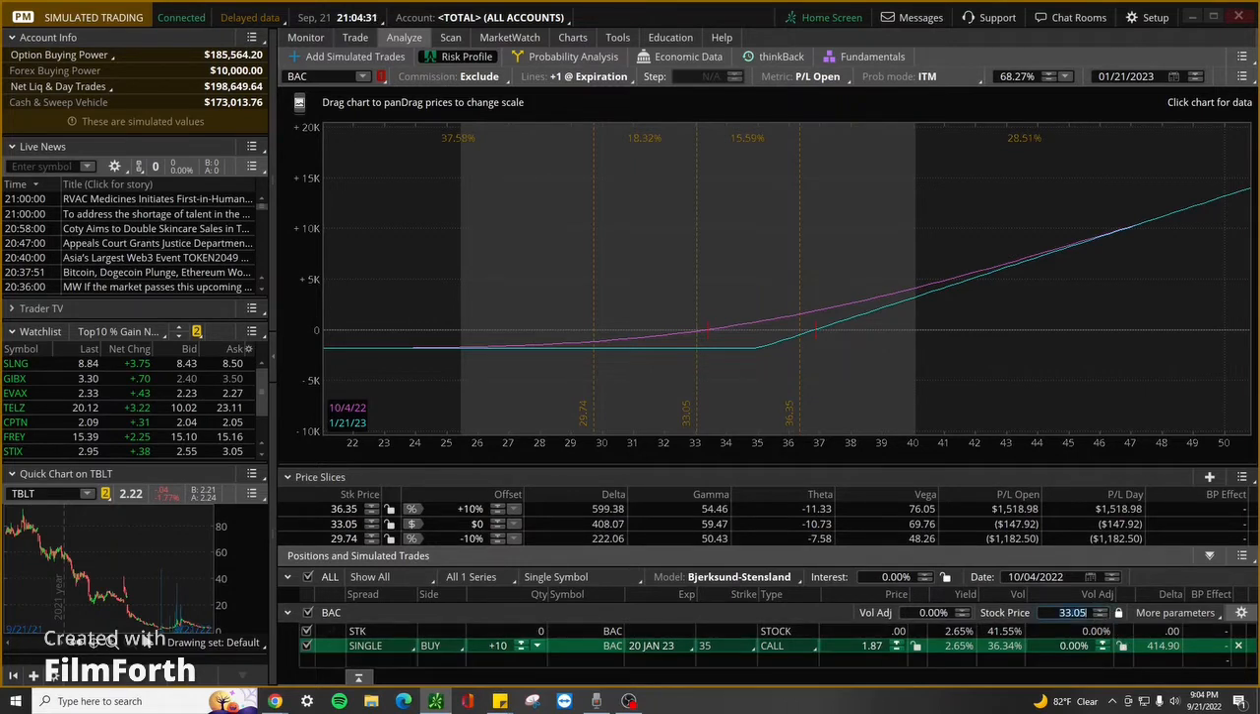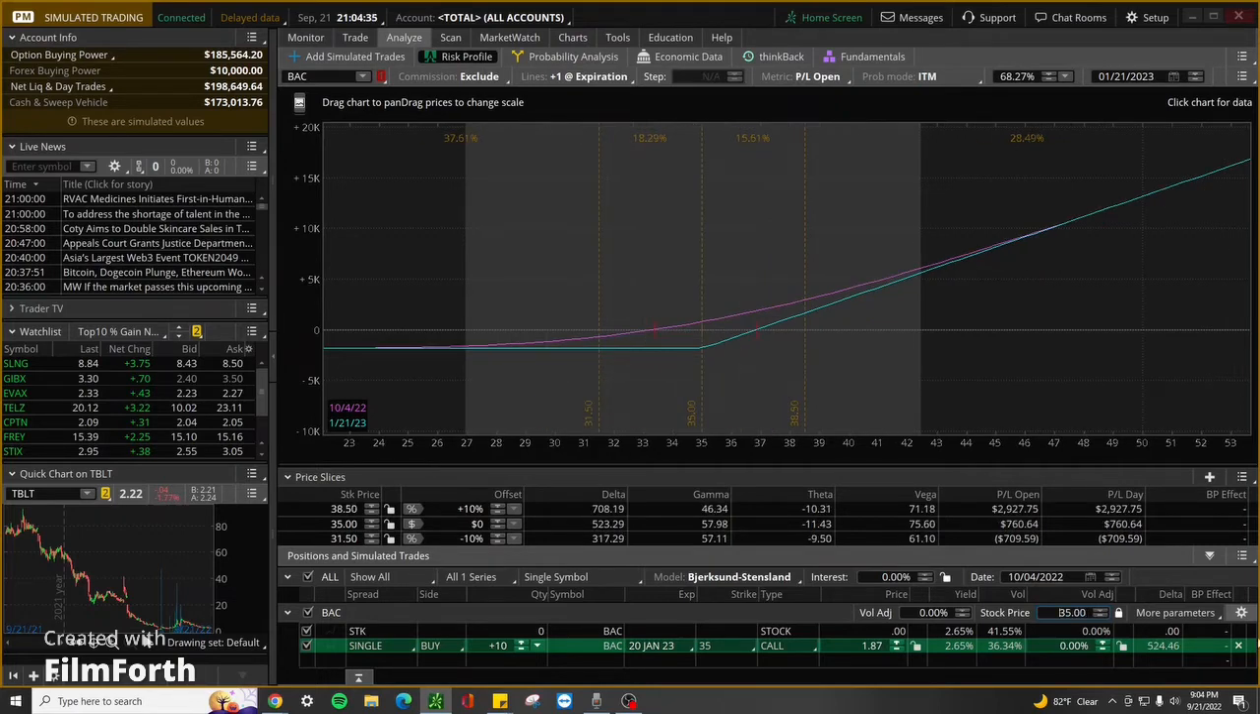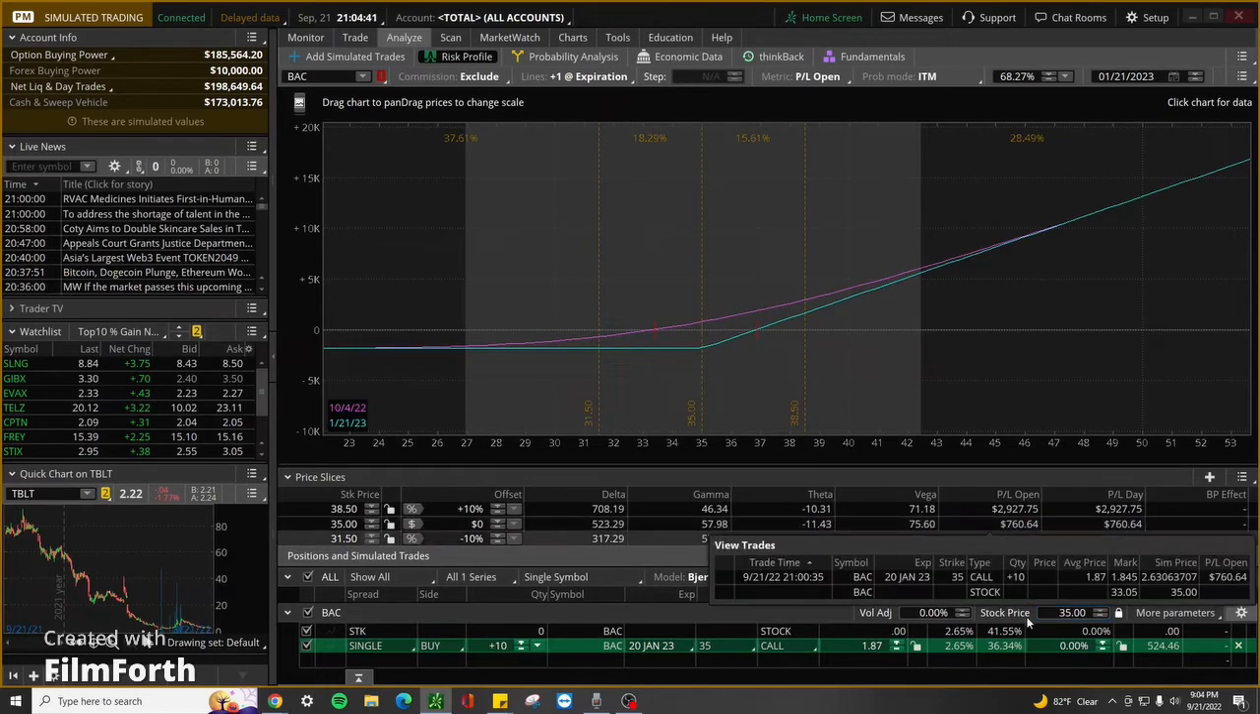Now, let's say we change the price by October 4th. Let's say Bank of America jumps to about $35, okay? You hit enter. You will see the profit and losses change as well. When you click on that, it shows you the breakdown. You bought them at $1.87. Now, if Bank of America jumps up to about $35 by October 4th, you'd be looking at each contract at $2.63. And of course, this puts you at a profit of about $7.60.